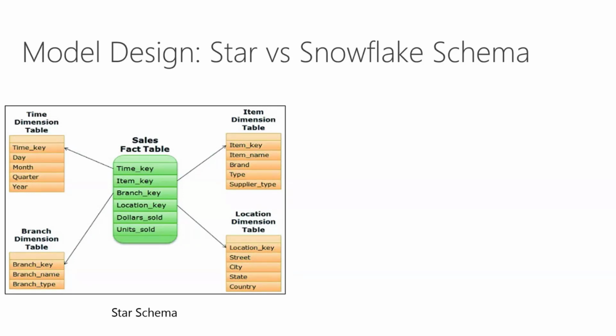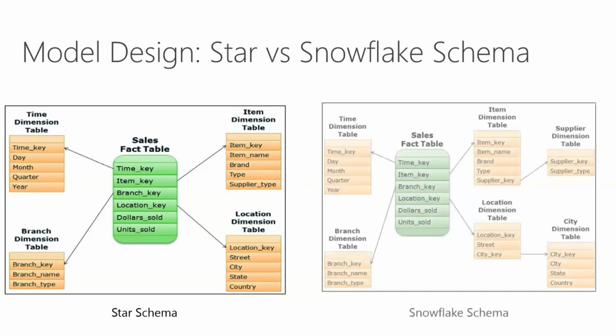I think now with this visual that I just showed you, you have a clearer understanding of fact tables and dimension tables as well. And the next model design I want to show you is the snowflake schema, right? On the right hand side, you can see the snowflake schema.